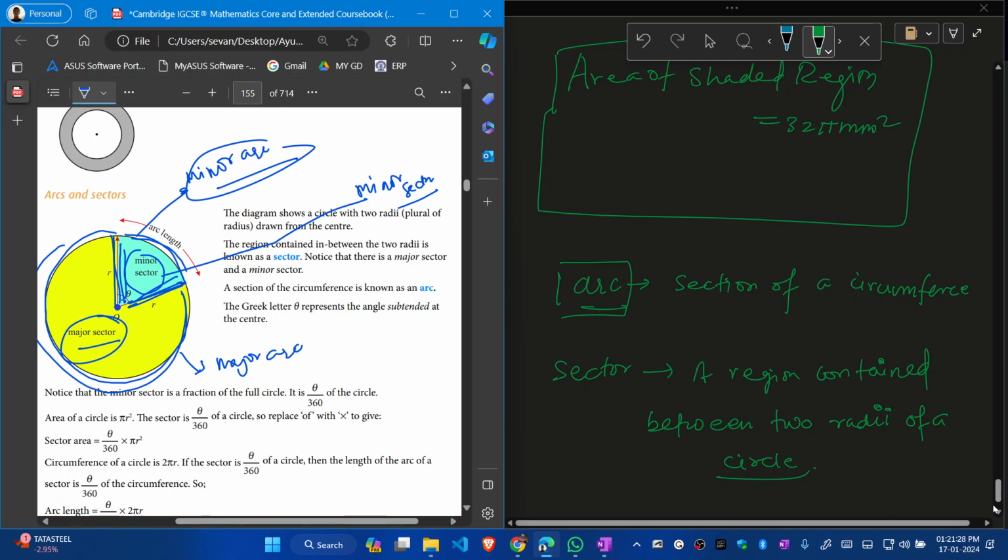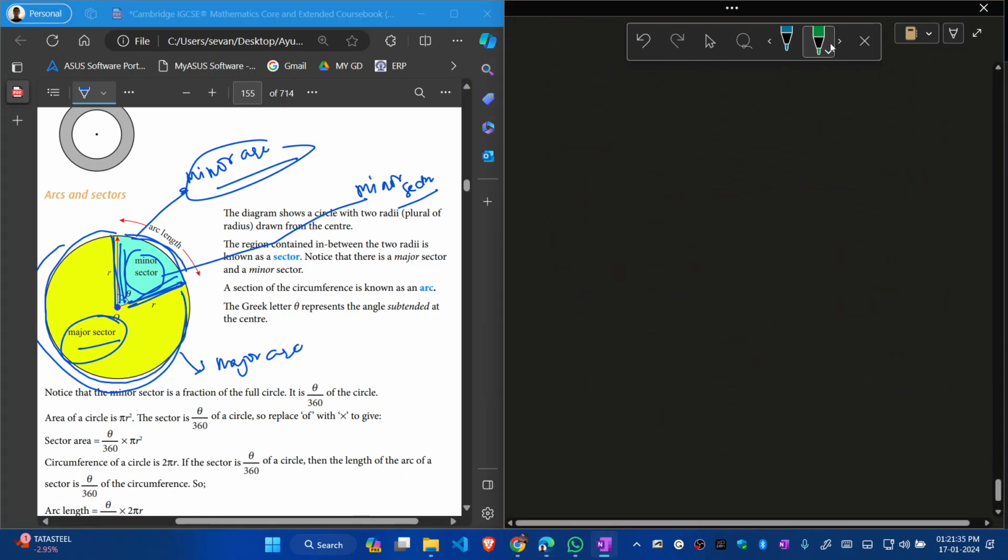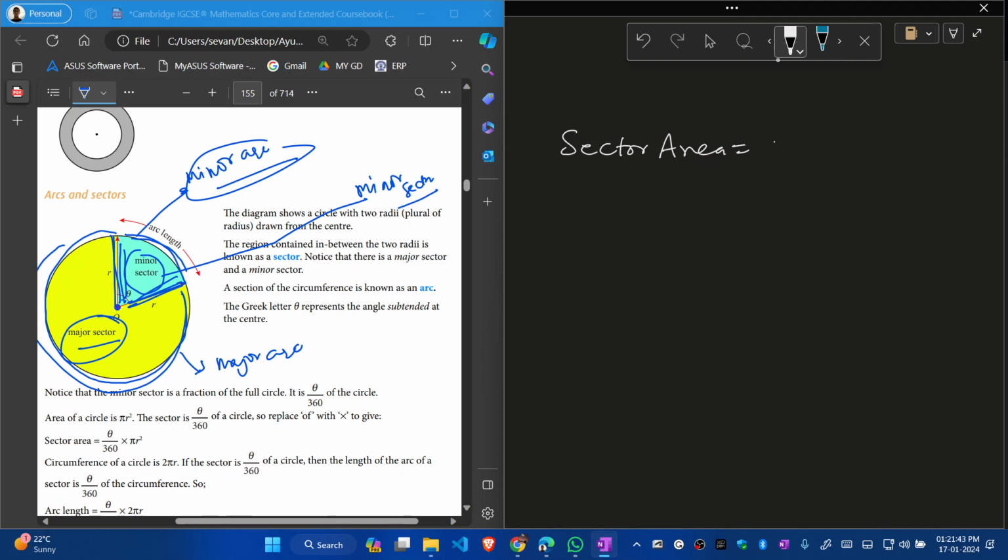And the formula we use to calculate the sector area is this one. The sector area is theta over 360 times pi r squared. What is that O-like thing, the zero-like symbol? It is written like this, and we call this quantity theta.